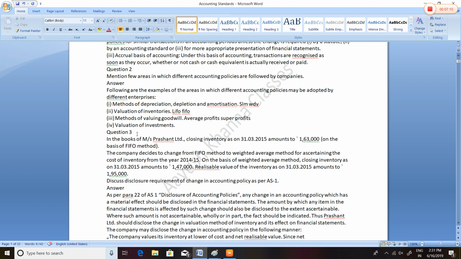Question number three. In the books of Messrs. Prashant Limited, closing inventory on March 2015 amounts to 1,63,000 on the basis of LIFO method. These are the details given; you can just check it out. It says that at the end of the year 2015, on the basis of weighted average method, the value of inventories is 1,47,000 rupees. Discuss the disclosure requirement of a change in the accounting policies as per AS1.